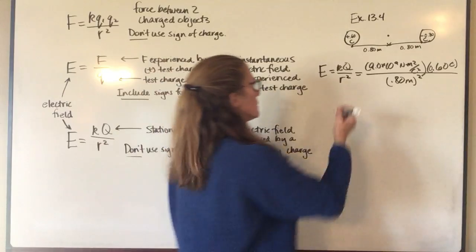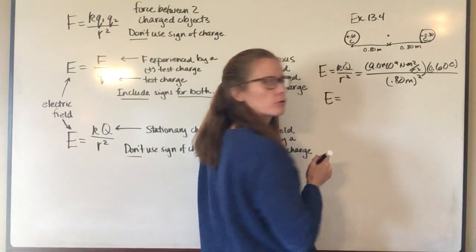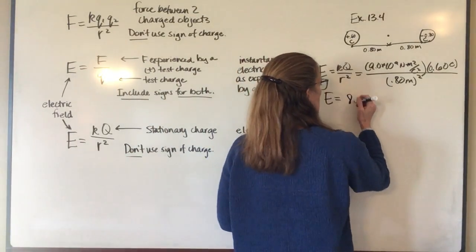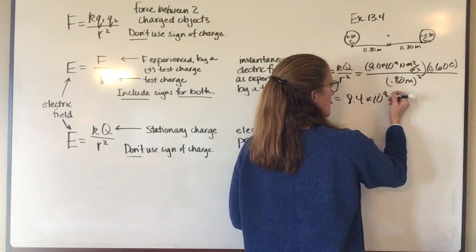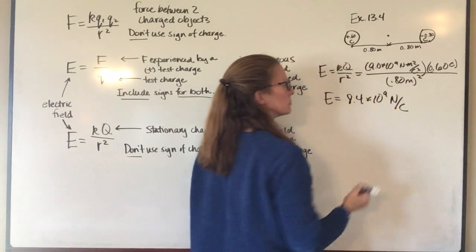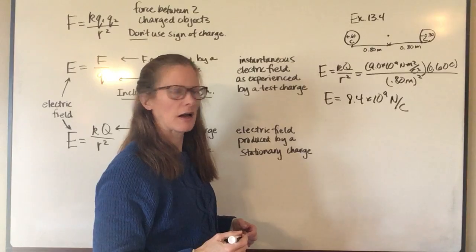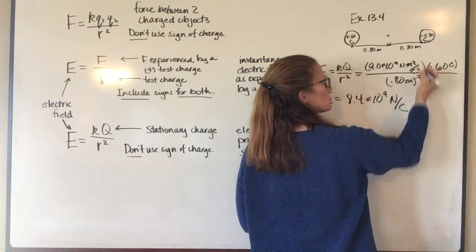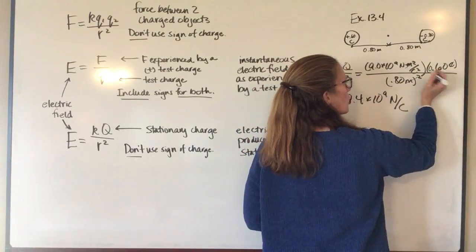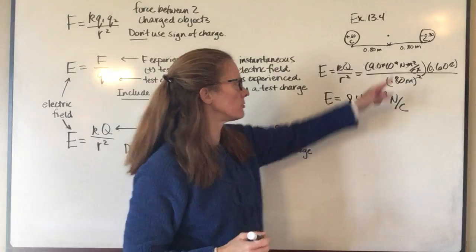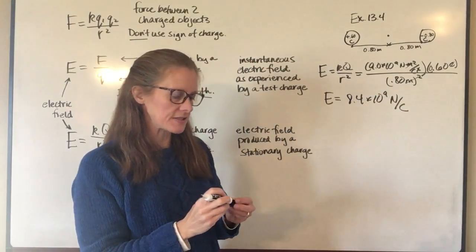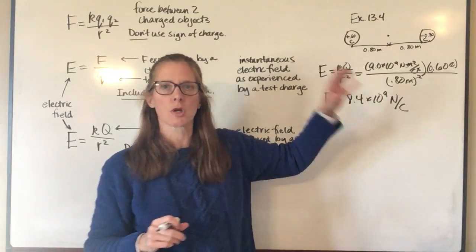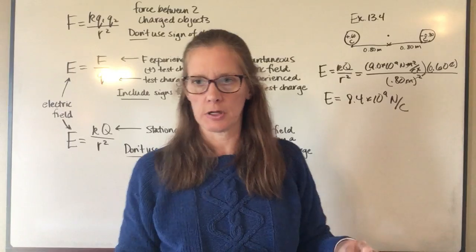When I do this math and chug all those numbers out, I end up with 8.4 times 10 to the 9th newtons per coulomb. Okay, how did I get that? Well, this meter squared and this meter squared cancel out, and this coulomb and one of these coulombs cancel out. That gives me newtons per coulomb. What that's telling you is that an electric field produces a certain number of newtons of force for every coulomb of charge that's present in the field.